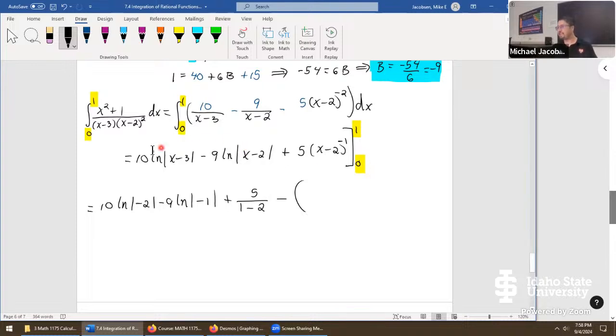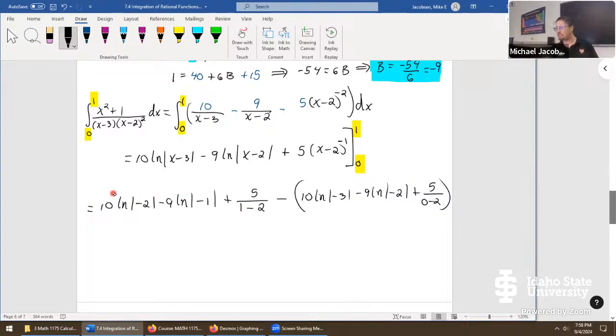Okay, now 0 is plugging into all this stuff. We'll get 10 natural log absolute value negative 3, minus 9 natural log absolute value negative 2. Here, again, I'm going to take this x minus 2, put it in the denominator, plug in 0 for x to get plus 5 over 0 minus 2.